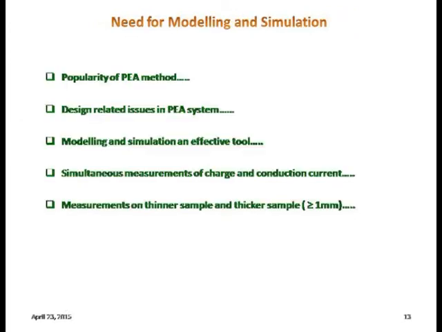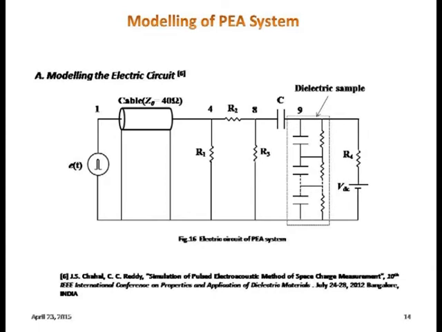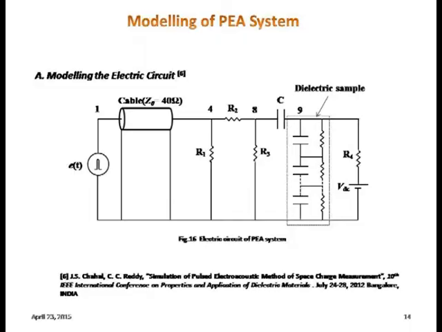For several reasons, we thought of modeling and simulation of this PEA system. And the modeling, as you can see, has two parts. One is the electrical part. In the electrical part, one DC source is supplying voltage to some dielectric specimen, and above that we are superimposing some pulse voltage. So that contributes to the electrical part.